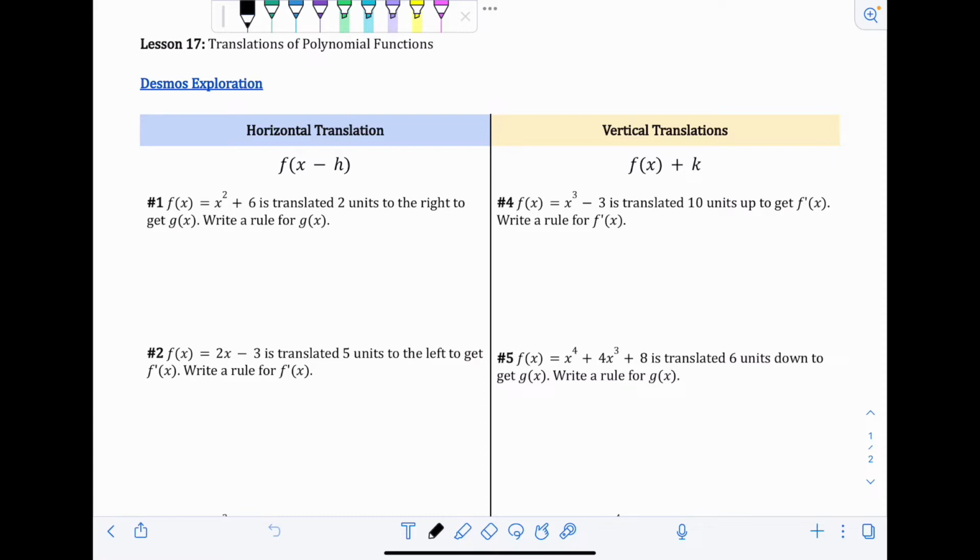So you can kind of see like on the table it's labeled on the left side horizontal translation. That would be like side to side, left or right. And then vertical translation, that would be shifting a function up or down.